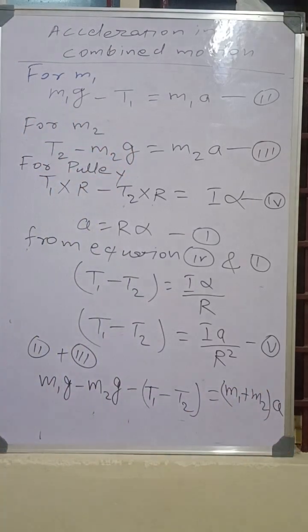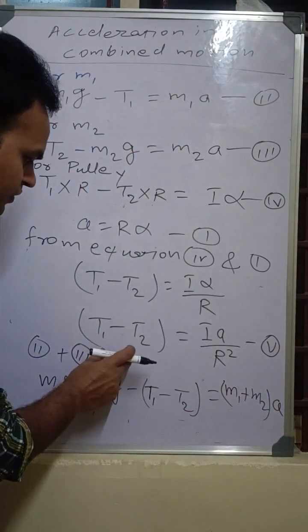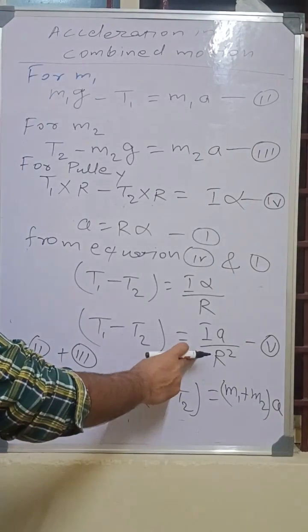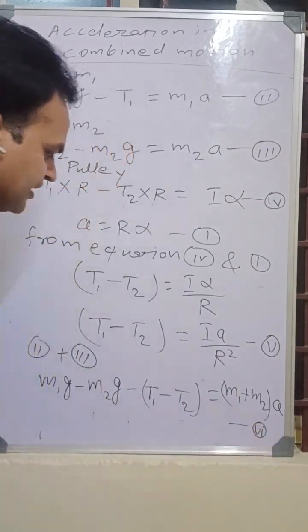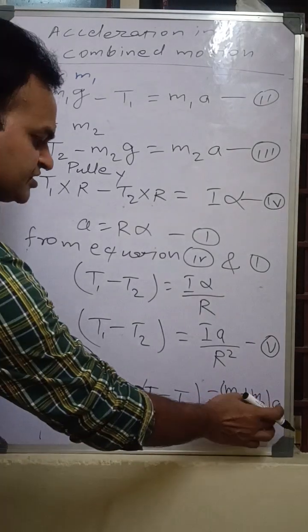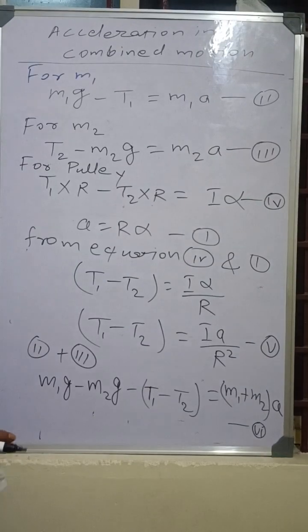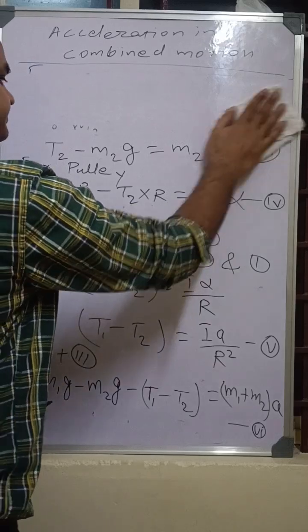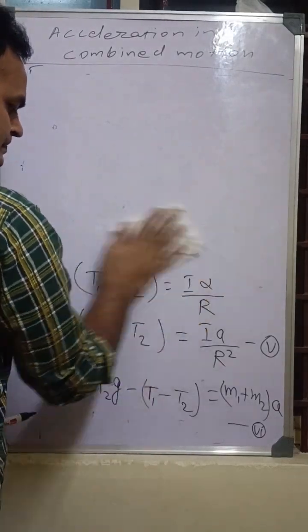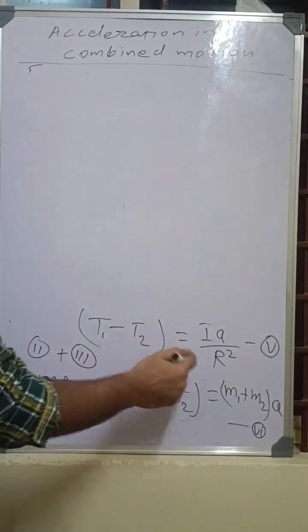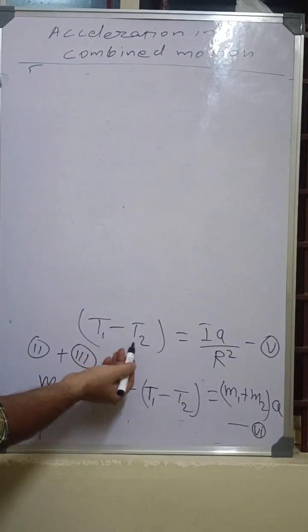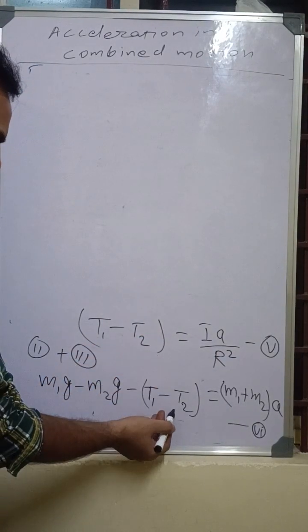So after that, put the value of T1 minus T2 from equation 5 into equation, suppose it is 6, then we'll have the value of acceleration A. Okay, so put the value of this. So from 5 and 6, put the value of T1 and T1 minus T2 here.